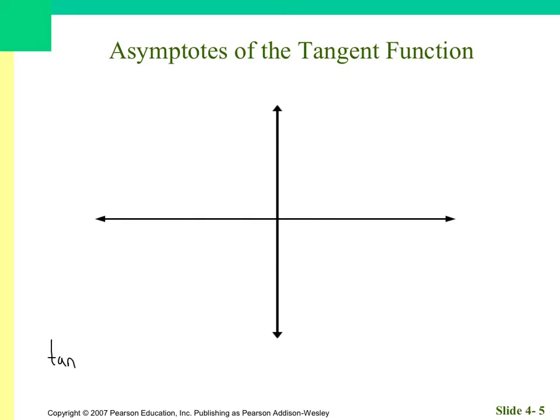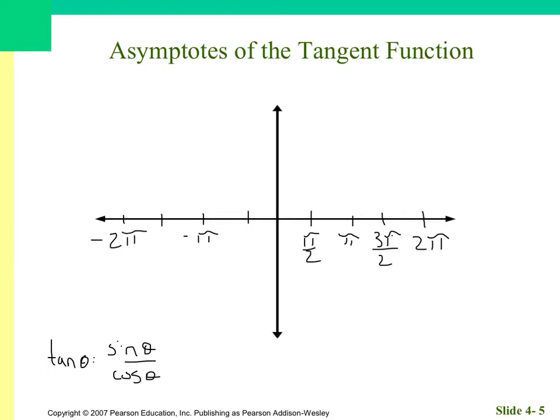Based on the unit circle, we learned tangent of the angle is equal to sine of the angle divided by cosine. So the asymptotes are going to be where cosine is equal to 0. Remember the period of tangent. We're just going to do standard: pi over 2, pi, 3 pi over 2, 2 pi, and then negative pi, negative 2 pi. Well, cosine is 0 at pi over 2 and 3 pi over 2.